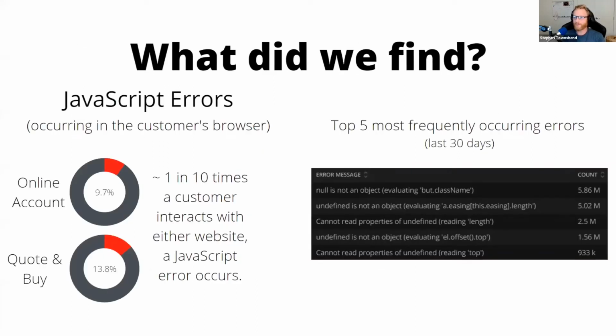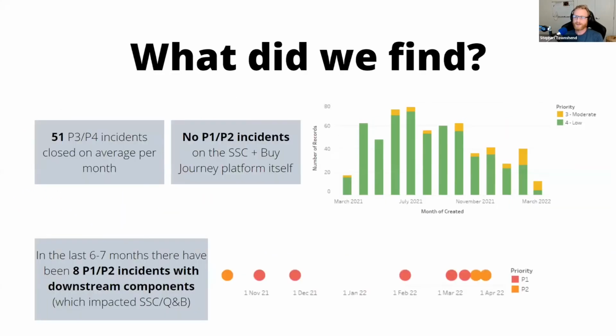Through this manual analysis, we were able to pull together some pretty valuable and interesting insights. Two stood out. The first was an extremely high number of JavaScript errors occurring in our customers' browsers. Roughly 1 in 10 times a customer clicked anything, a series of JavaScript errors would fire off in the background in their browser. The second really interesting finding was that there were approximately 2 P3 or P4 production incidents occurring every single day. And there were actually even more than that because they were being missed by my ServiceNow filter.